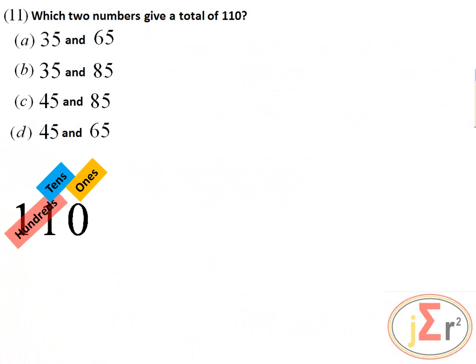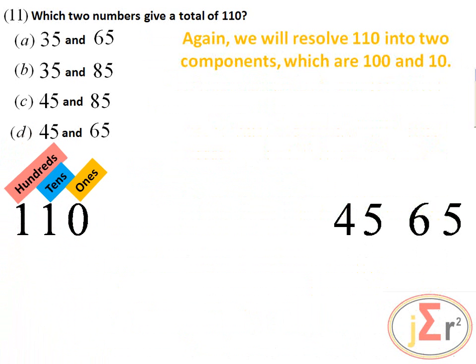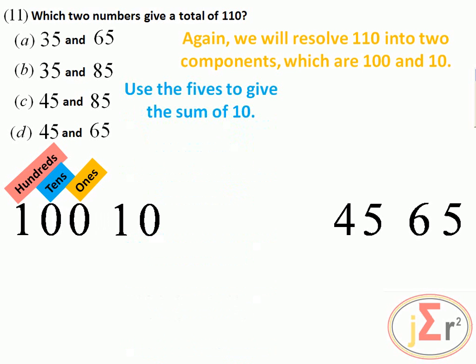So which number gives a total of 110? Again, we will resolve 110 into two components, which are 100 and 10. So there we have 100 and we have 10. Use the 5s to give the sum of 10. The 5s will give a sum of 10.